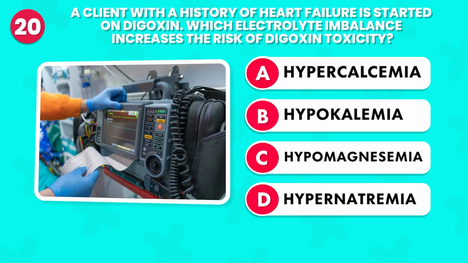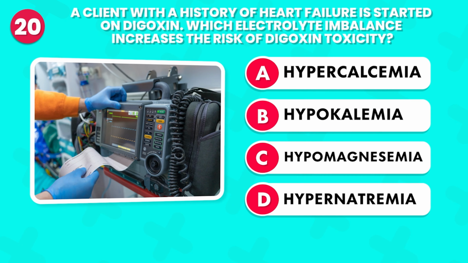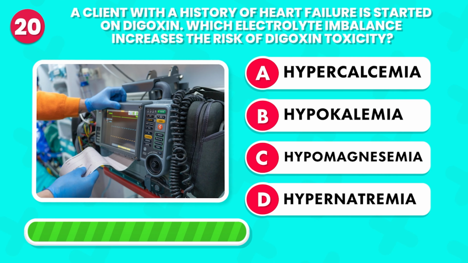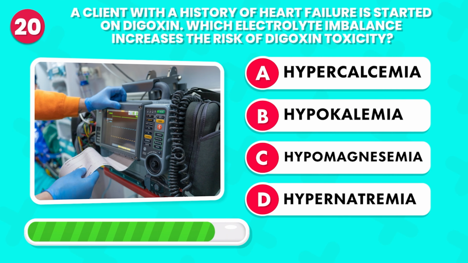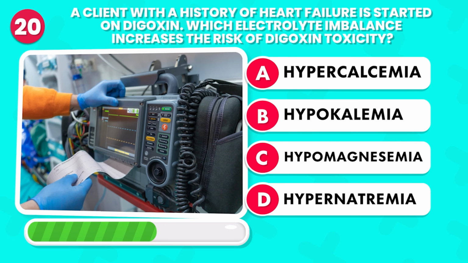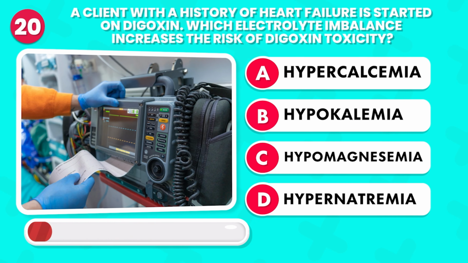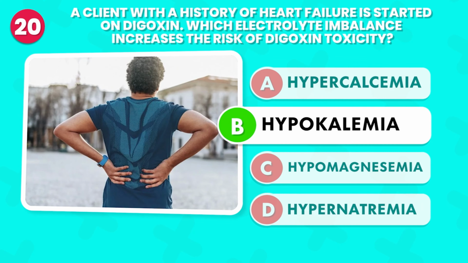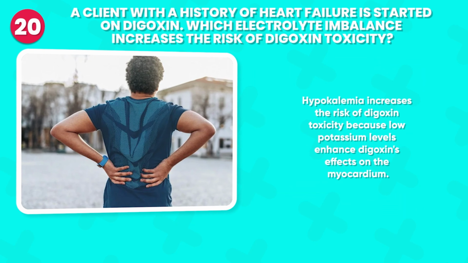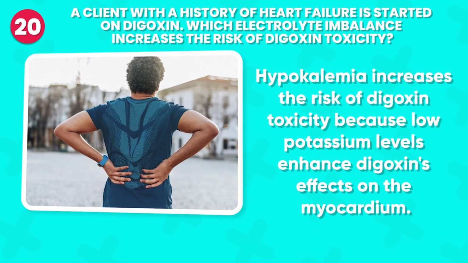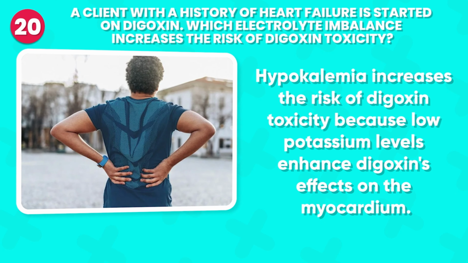A client with a history of heart failure is started on digoxin. Which electrolyte imbalance increases the risk of digoxin toxicity? A. Hypercalcemia. B. Hypokalemia. C. Hypomagnesemia. D. Hypernatremia. It's B. Hypokalemia. Hypokalemia increases the risk of digoxin toxicity because low potassium levels enhance digoxin's effects on the myocardium.